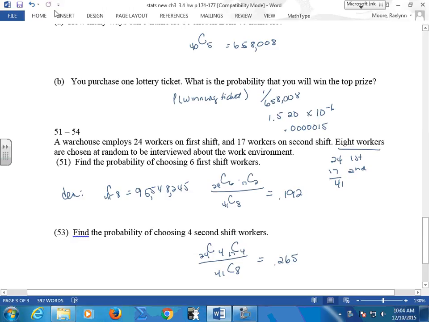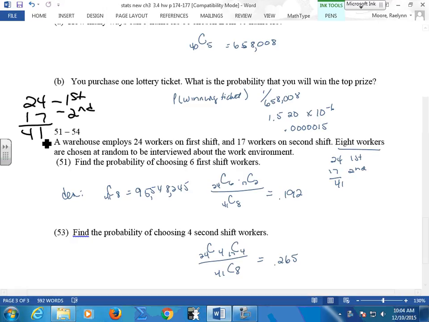Problem 51 says, I have 24 workers on the first shift and 17 workers on the second shift. Start out like this: 24 first shift, 17 second shift. How many workers do I employ? 41 altogether. Okay. 8 workers are chosen at random to be interviewed about the work environment. Find the probability.